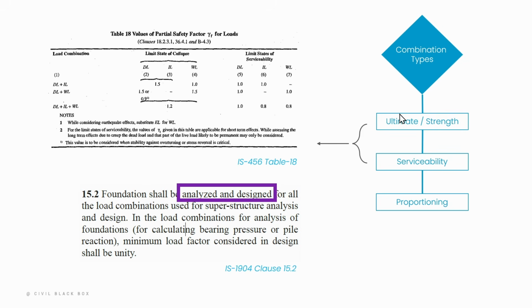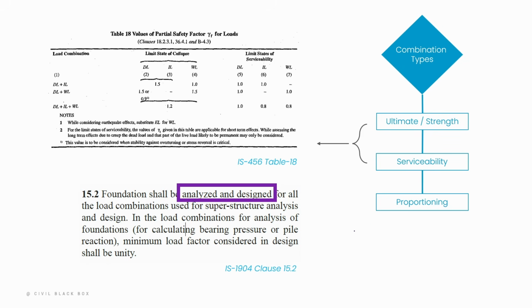the ultimate strength part, we'll be taking the criteria as per IS 1904, which boils it back to this criteria itself. So this is basically saying that the foundation shall be analyzed and designed for all the combinations used for superstructure analysis. So everything that we are doing for the superstructure analysis for the ultimate strength part, we'll also be doing for the foundation. So all in all, that boils down to the concept that ultimate strength or the limit state of collapse is the same for the superstructure as well as the substructure.